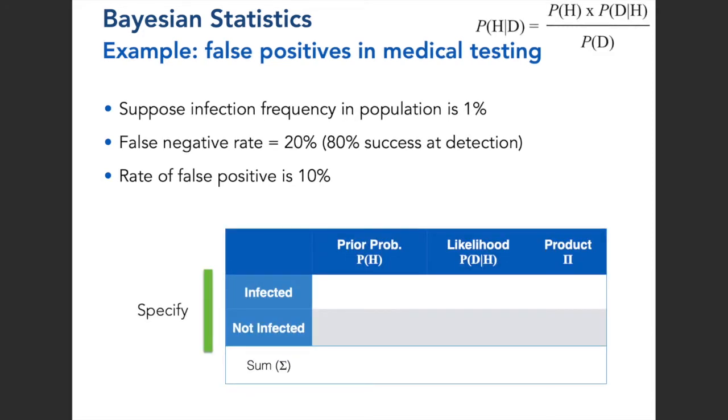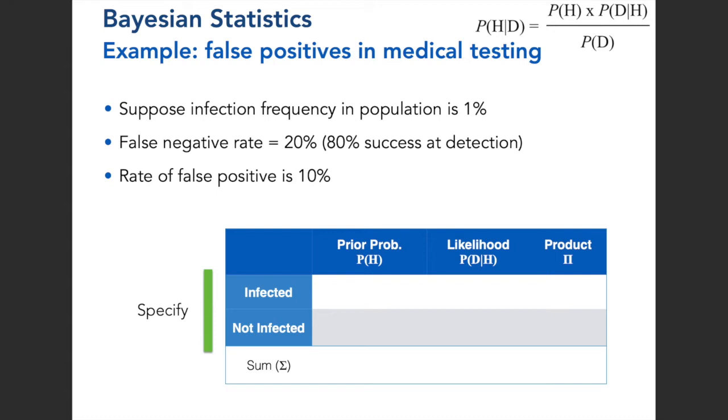Okay, so again, we can set it up as a table like this, where our two hypotheses are that we're infected or that we're not infected. And again, remember the data are that we've tested positive. And so given those data, we want to know what's the probability that we're infected or that we're not infected. So first we need to think about our prior probabilities. So what's the prior probability that we're infected?